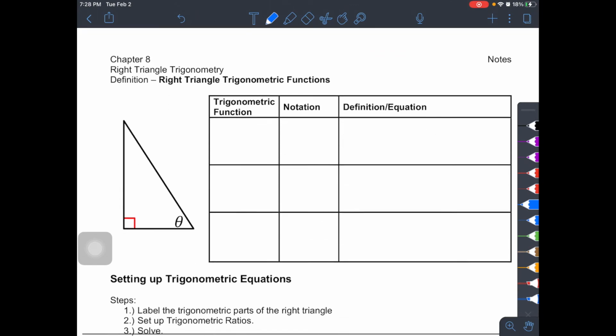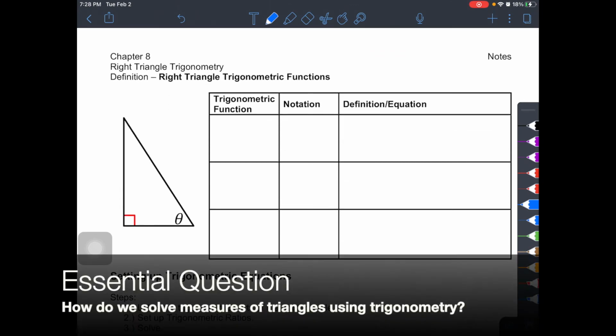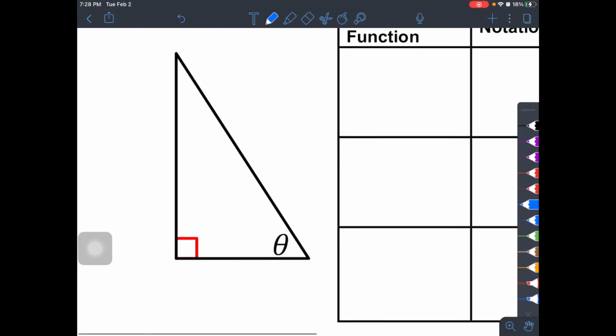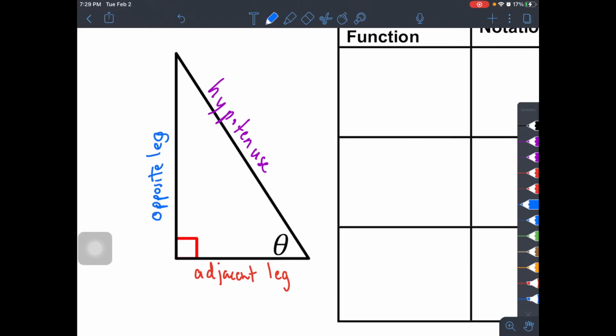In this next part, we're going to use what we call the trigonometric functions to help us solve for missing measures. So I've got a triangle here, and I'm going to label it with the trigonometric parts. Now, of course, theta is our reference angle, but I'm not going to write that in here, right? But I will highlight it orange.